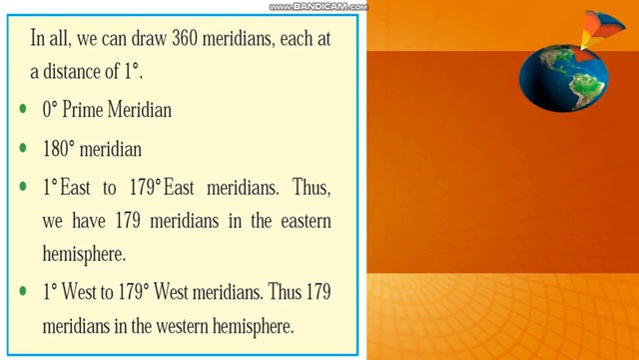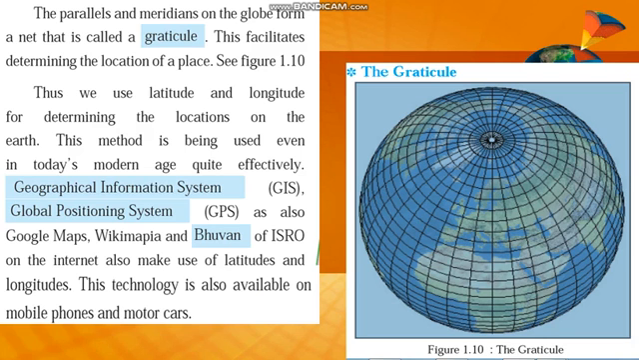The parallels and meridians on the globe form a net that is called a graticule. This facilitates determining the location of a place. See figure 1.10. Thus, we use latitude and longitudes for determining the location on the earth.